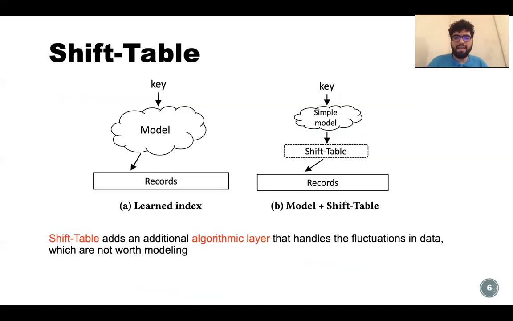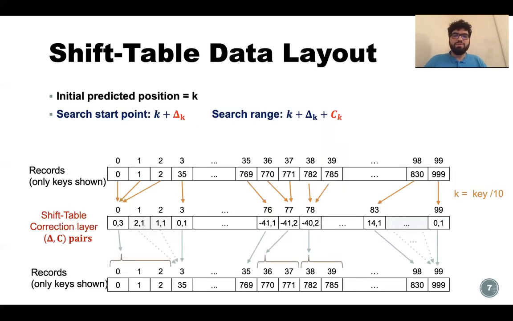What we suggest here as an alternative is to have an additional layer called shift table. And that shift table is handling those fluctuations on the data which require a very big model to learn. So instead of that, we have a small model and an algorithmic layer called shift table, which only takes one additional memory lookup, but it saves us a lot of error and latency. So here is how it works.